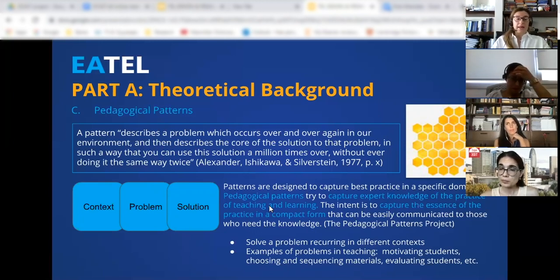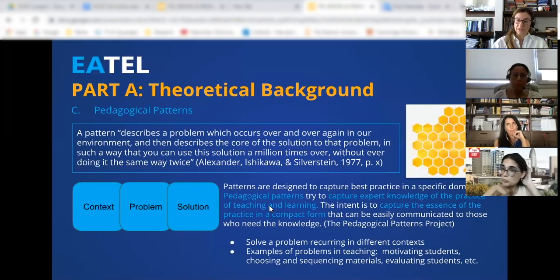Now, these two tasks, trying to capture expert knowledge of the practice of teaching and learning, and also capturing the essence of the practice in a compact form, are really, really challenging tasks, since, as we all know, in education, there are many different variables which can change the result of the repetition in each case of success. These should always be taken into account.